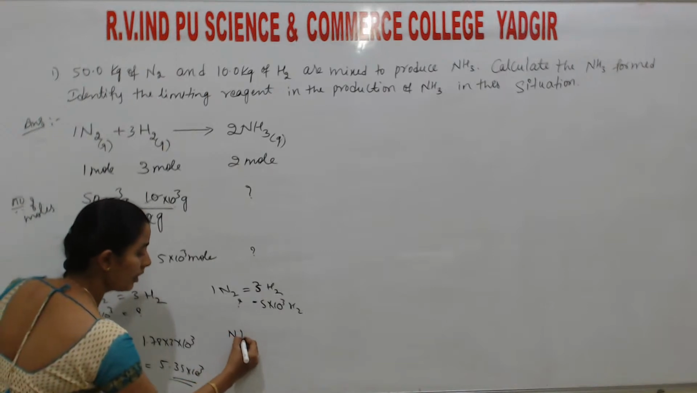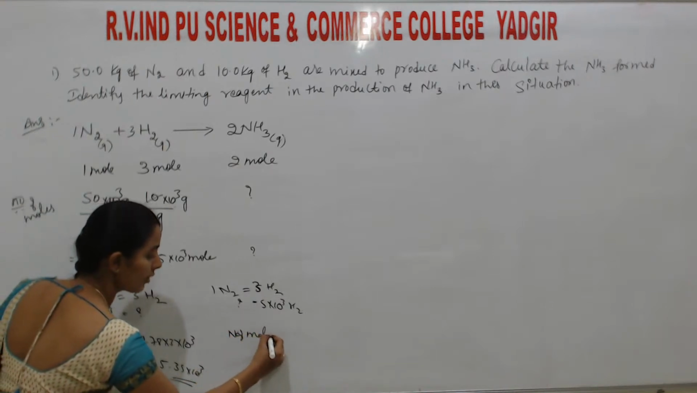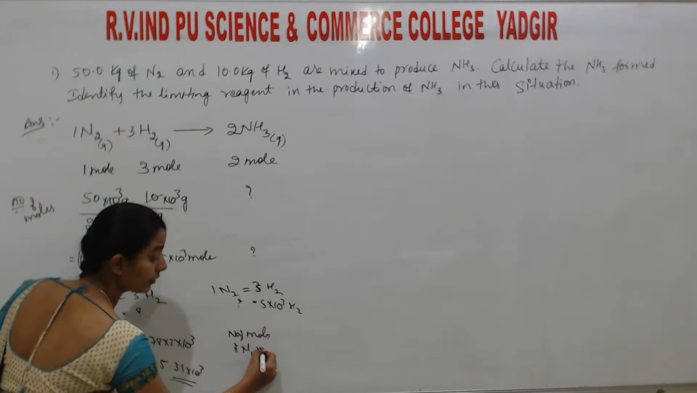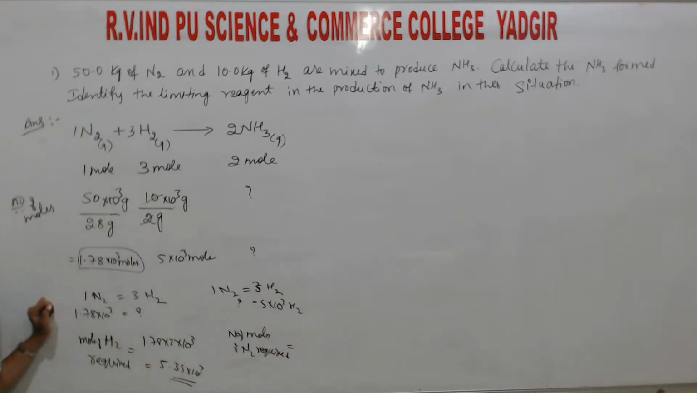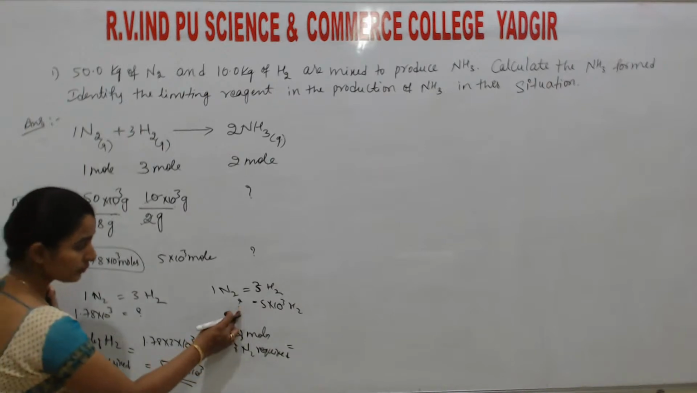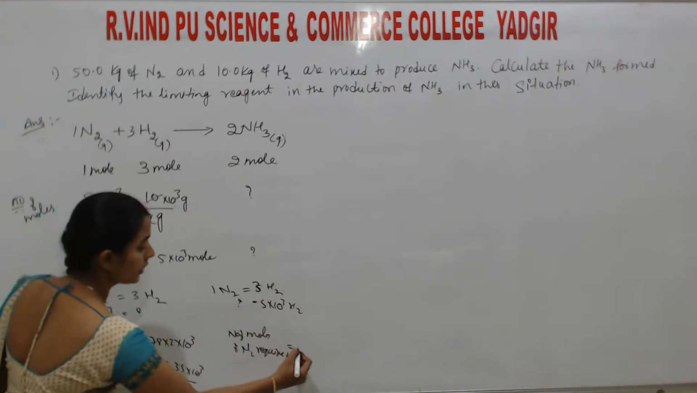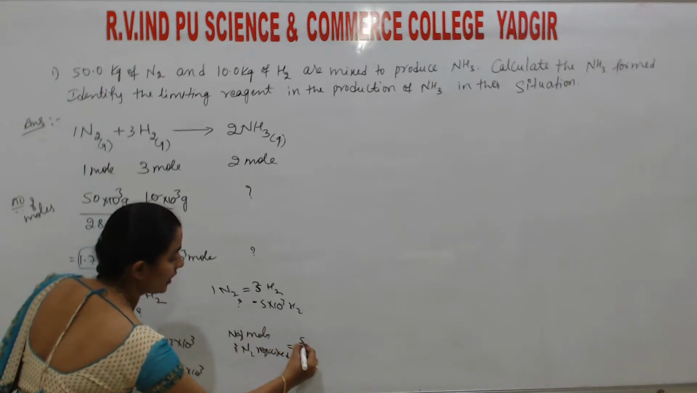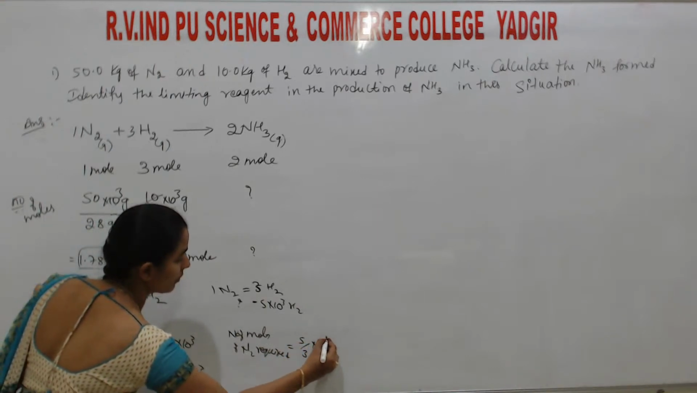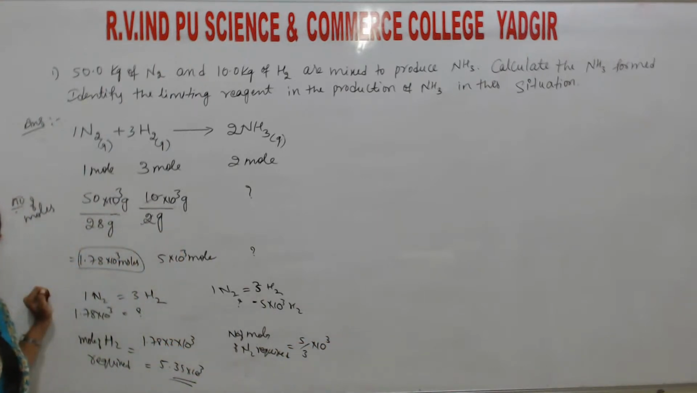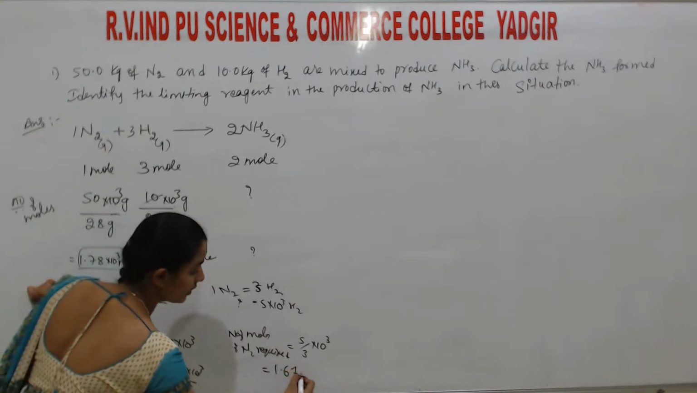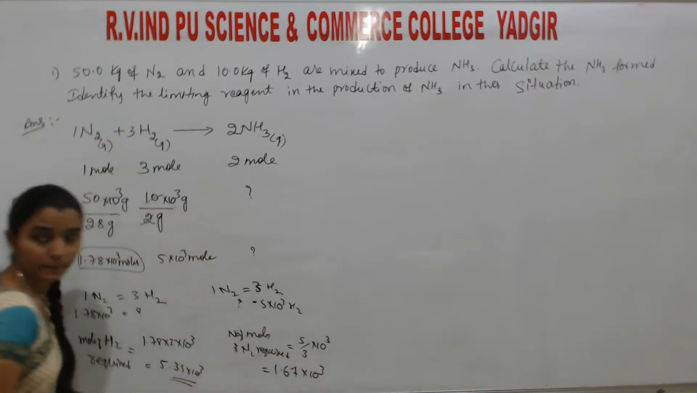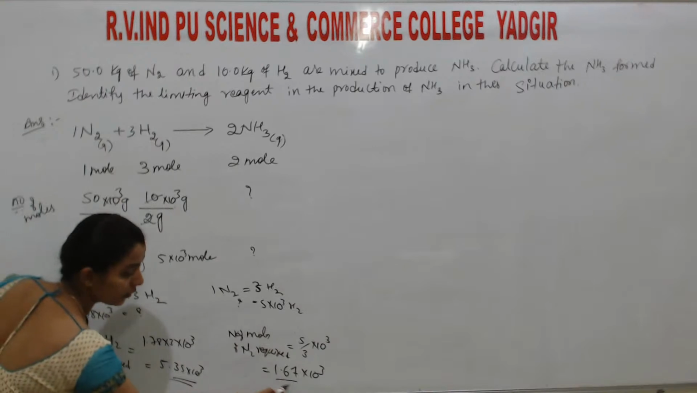Here, the number of moles of N2 required. What is N2 required here? 5 divided by 3 into 10 power 3. So 5 divided by 3 means, as I told you, 1.67 into 10 power 3. So this is what is required.